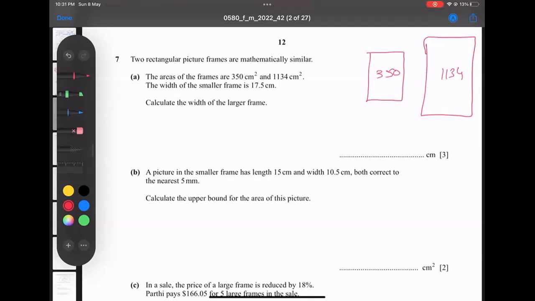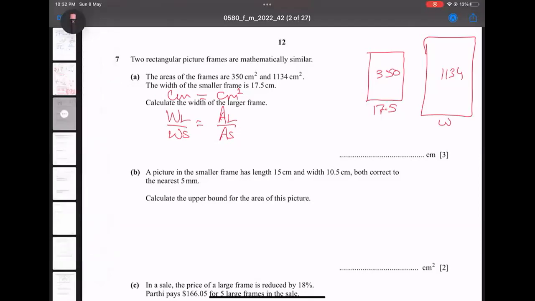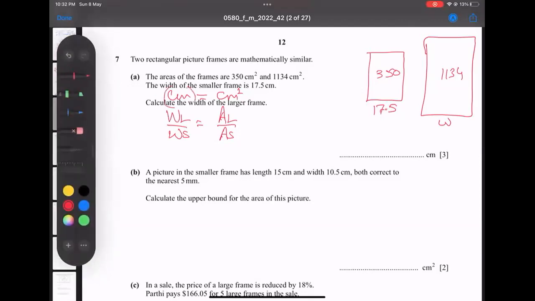The width of the smaller frame is 17.5, and I want to find the width of the larger. The technique is to write the width of the larger over the width of the smaller, equals the area of the larger over the area of the smaller. But width is always in centimeters and area in centimeters squared, so they are not balanced. To balance them, either put a square on the left-hand side, or take the root of the right-hand side, but I think this is better.